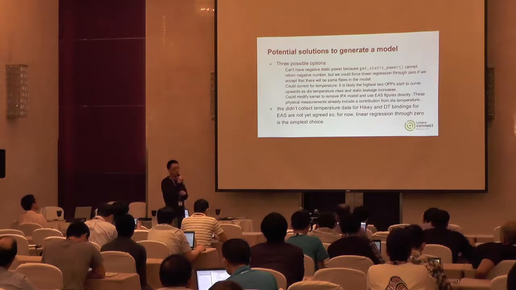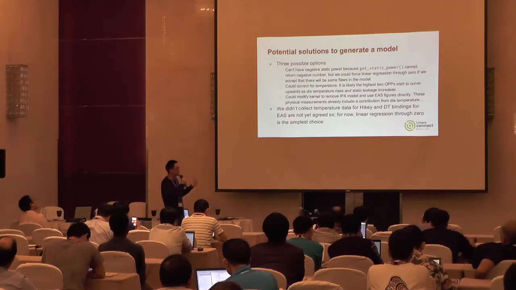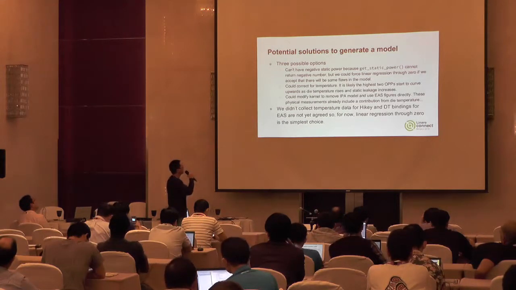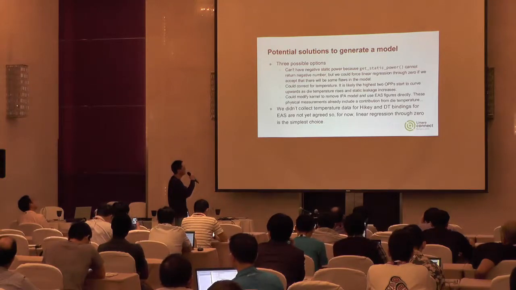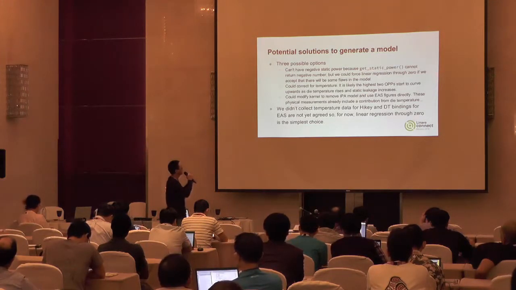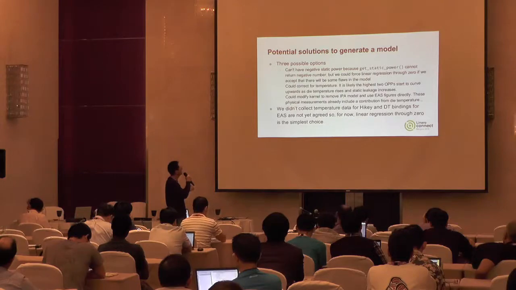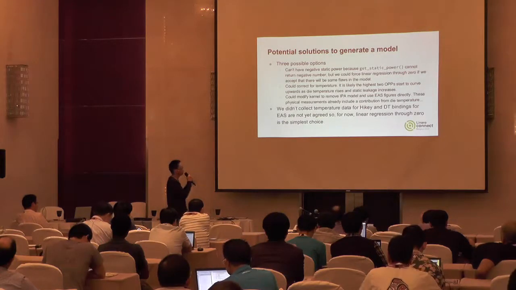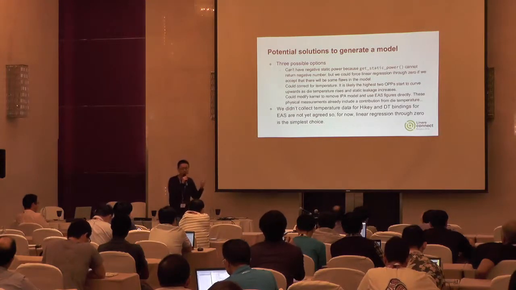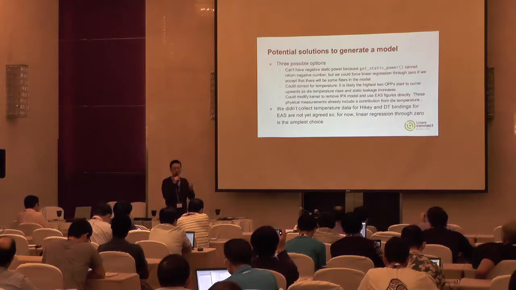So how to resolve these issues? Here I have some potential solutions or options. The first thing is that we cannot have a negative static power, because get state power cannot return a negative number. But we can force the linear regression through 0 if we accept that there will be some flaw in the model. This means that we can totally ignore the static power. We just use the dynamic coefficient to calculate.